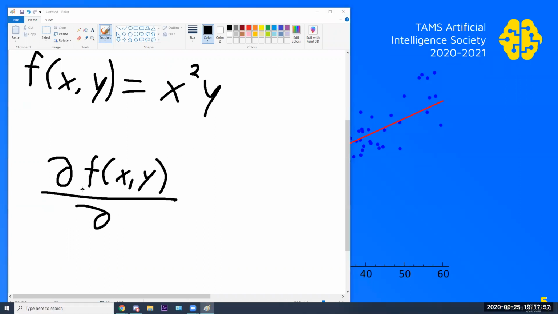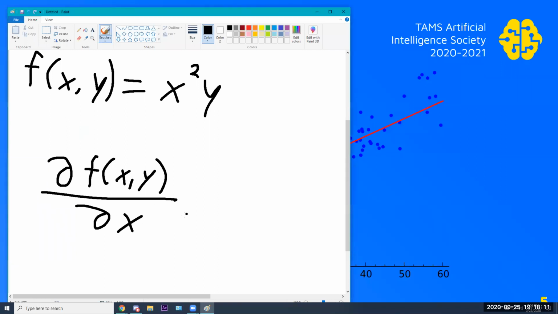Right, so instead it looks very similar to the normal derivative notation, except here you can pick either x or y. And that determines which variable you're taking the derivative with respect to. Right, so let's pick x. So what would this be?